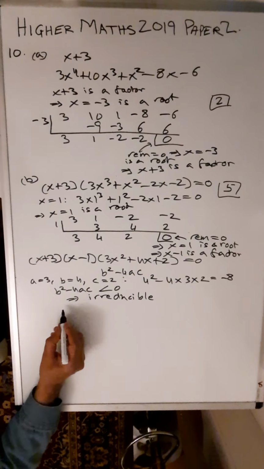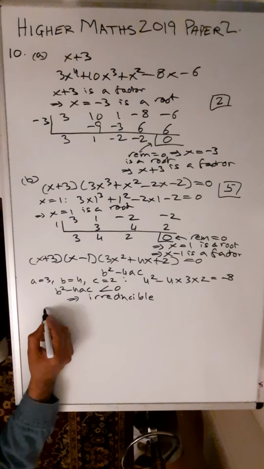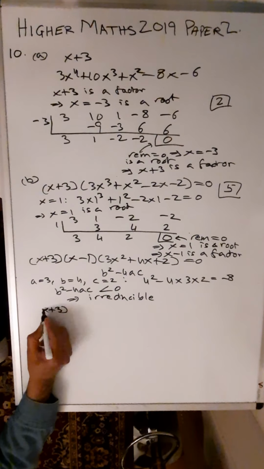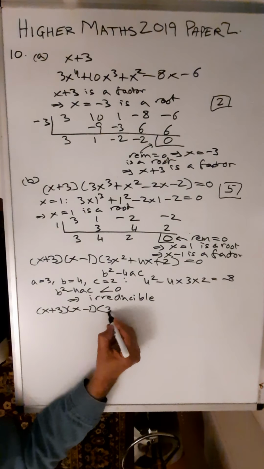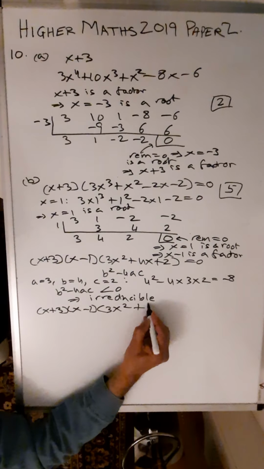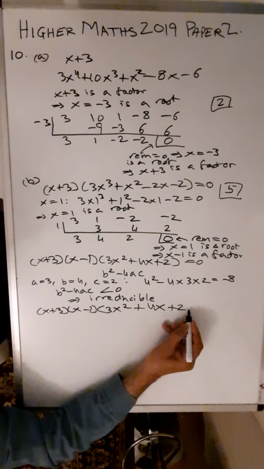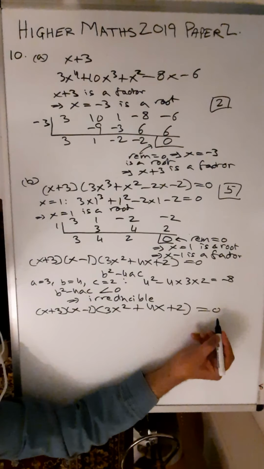So your fully factorized form is x plus 3 times x minus 1 times 3x squared plus 4x plus 2 equals 0, and that's for 5 marks.